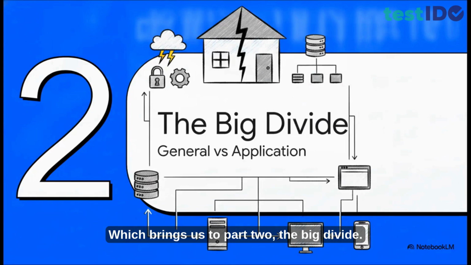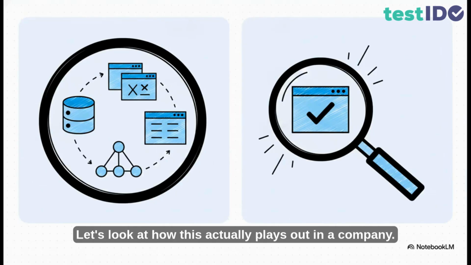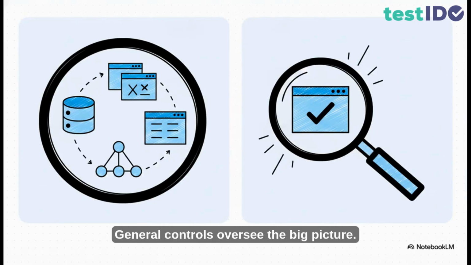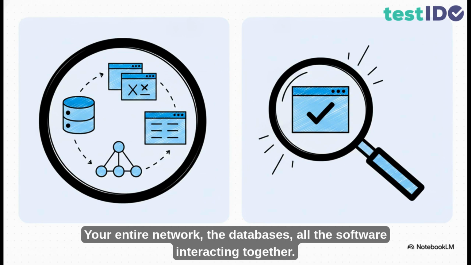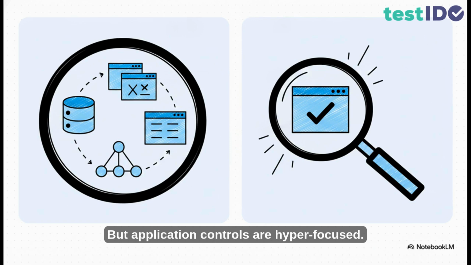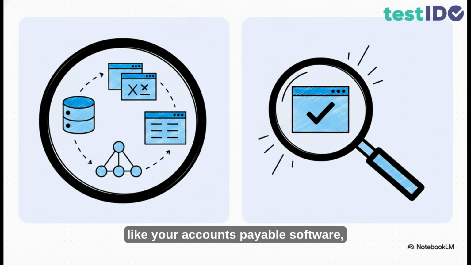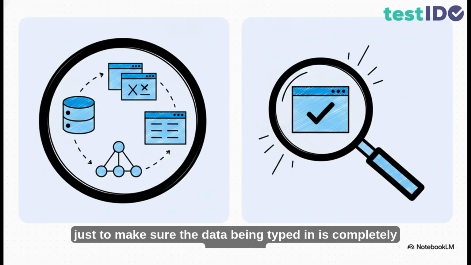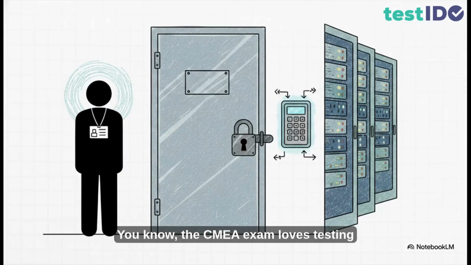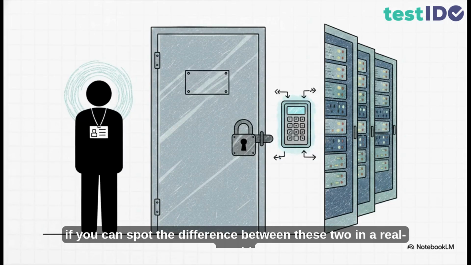Which brings us to part 2, the big divide. Let's look at how this actually plays out in a company. General controls oversee the big picture, your entire network, the databases, all the software interacting together. But application controls are hyper-focused. They're narrow rules built directly into one specific program, like your accounts payable software, just to make sure the data being typed in is completely accurate. You know, the CMA exam loves testing if you can spot the difference between these two in a real-world scenario.